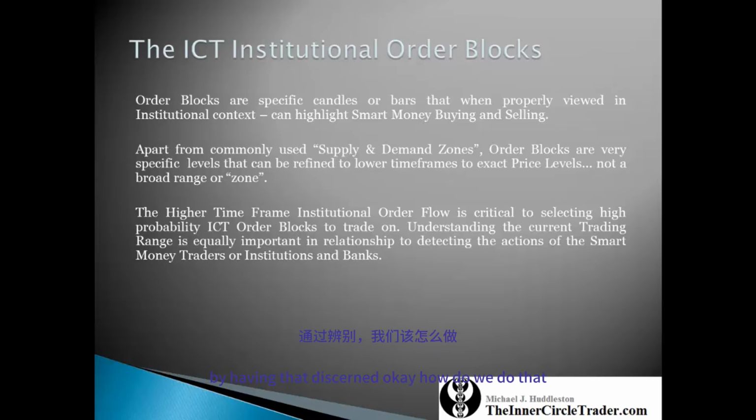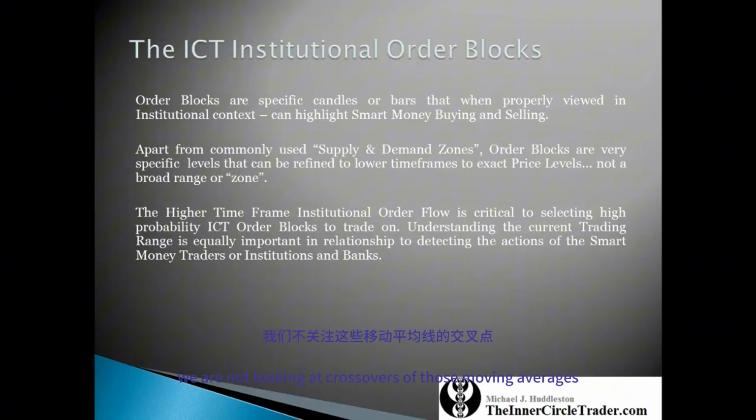Okay, by having that discerned, how do we do that? Well, we can look at market structure. Where are we in terms of the price swings? Where are we in terms of the moving averages that we've taught that help us keep our focus on one side of the marketplace, those being the 18 and 40 EMA and the 9 and 18 EMAs.